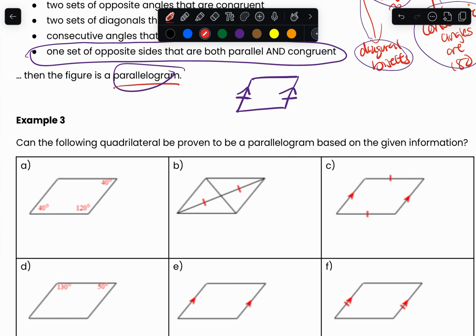Let's take a look at this one and this one. Do these two add up to 180 degrees? No. So therefore, it will not be a parallelogram. So I will put no.